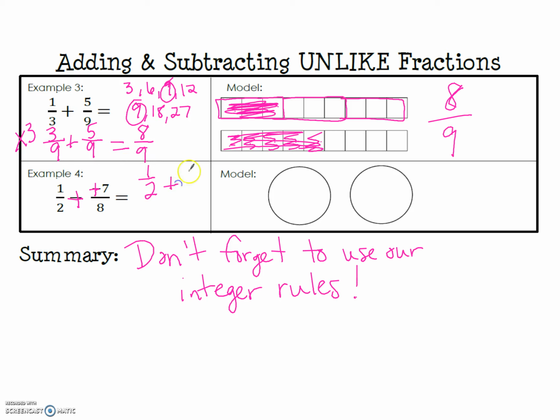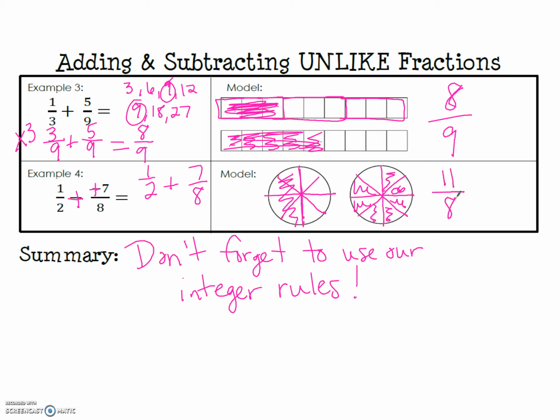So we simply now have 1/2 plus 7/8. If we modeled that, we have 1/2. We have 7/8, which is a little bit harder to draw. So we have 7 here. If we divide this up, that makes 4/8. So 7 and 4, we have 11/8.